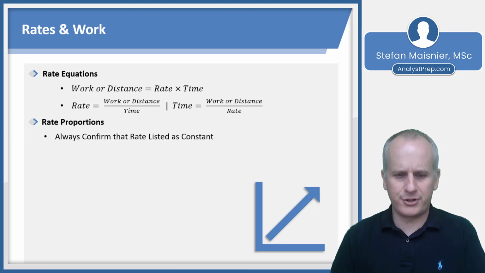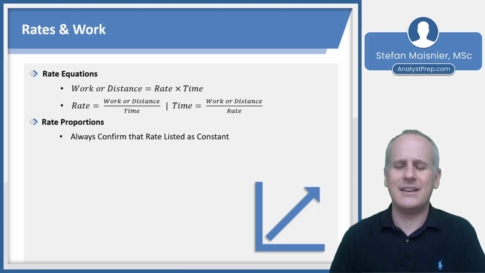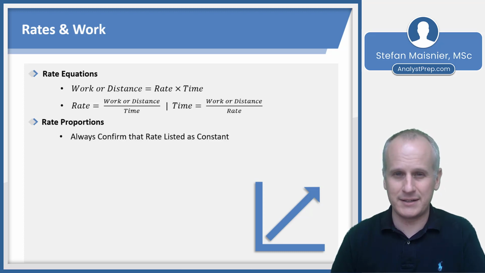Now, your proportions are going to be constant as they relate, but that's only if the rate is listed as constant. This is one of the cheaper tricks that the exam can deploy: if it doesn't say it's a constant rate, it might not be a constant rate, and Jimmy could theoretically do 30 widgets in 15 minutes and then just loaf off for the rest of the hour. So make sure that your rates are always listed as constant.